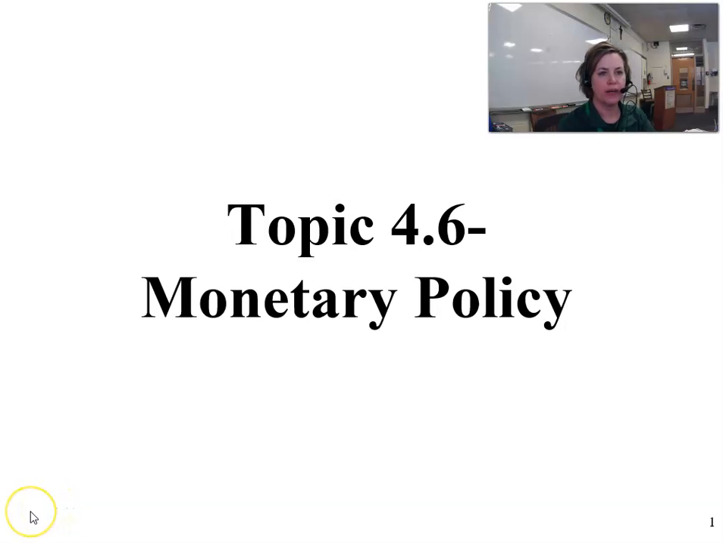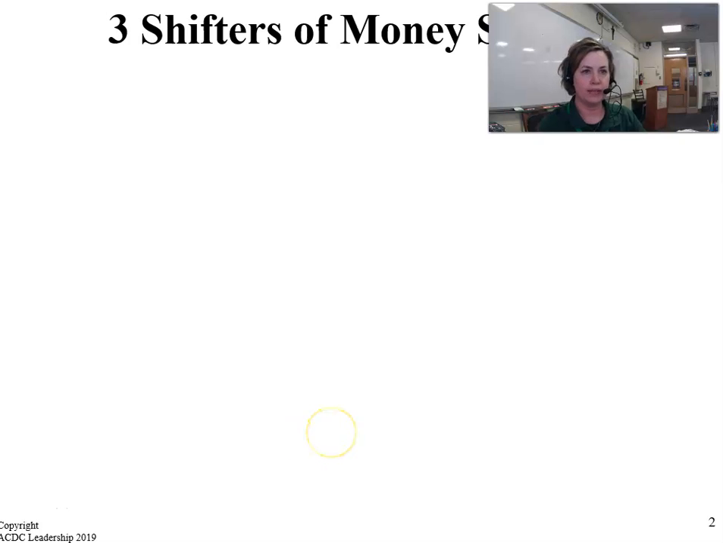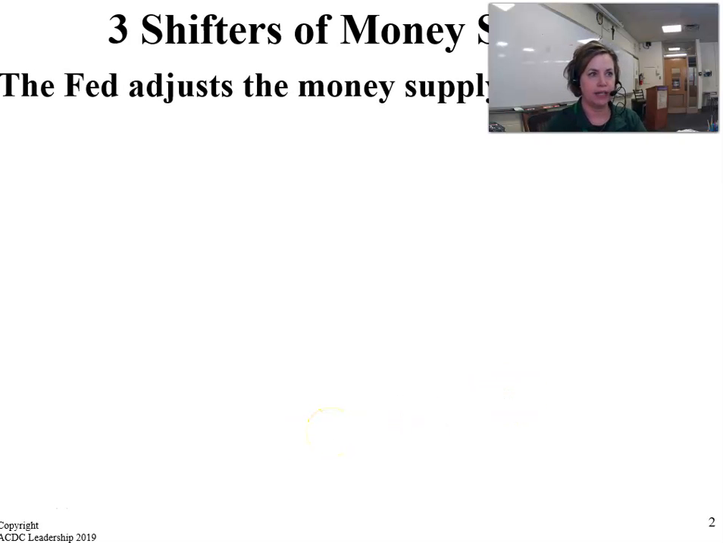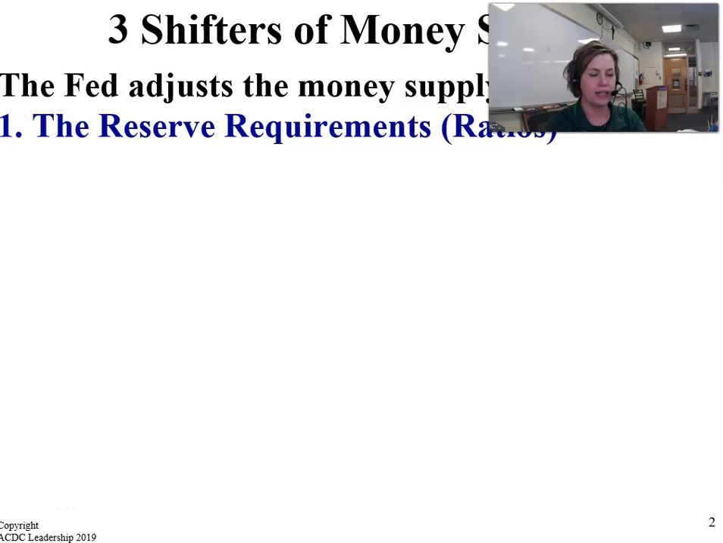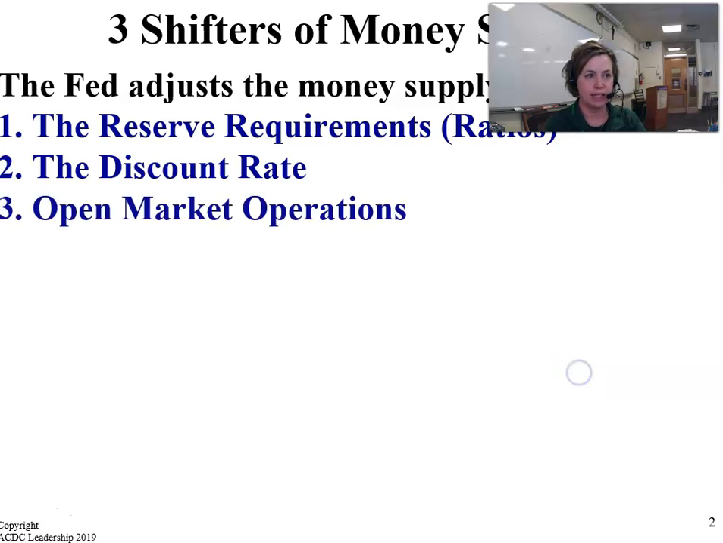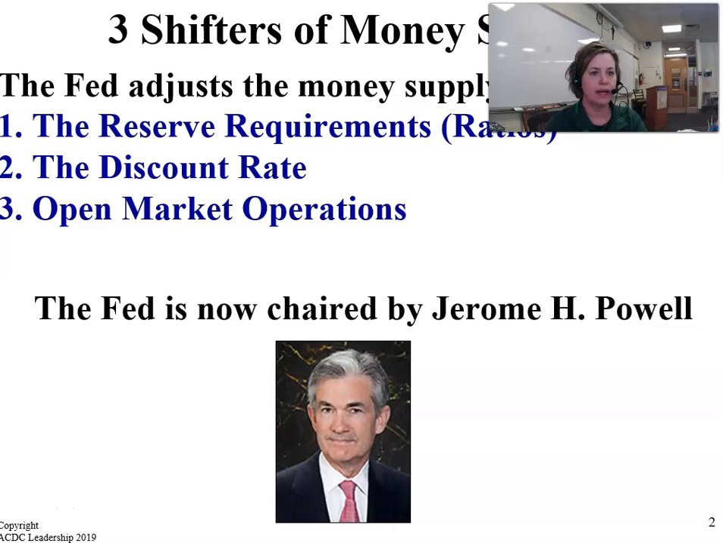In this video, I'm going to cover monetary policy. There are three different ways that the money supply can be shifted. The Federal Reserve does this, and they can do this through changing the reserve requirements, through changing something called the discount rate, or through open market operations. The Fed is now chaired by Jerome Powell.